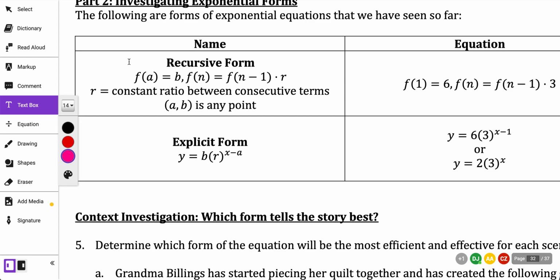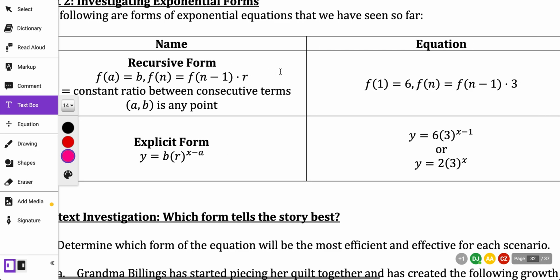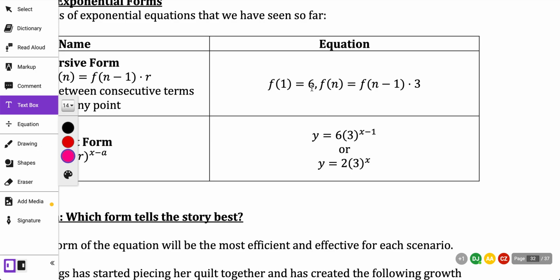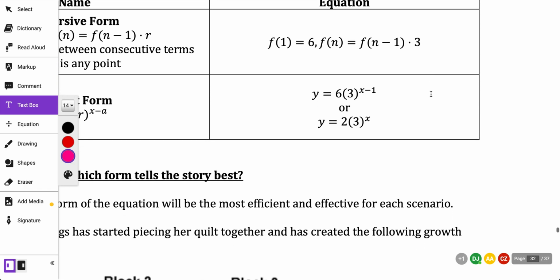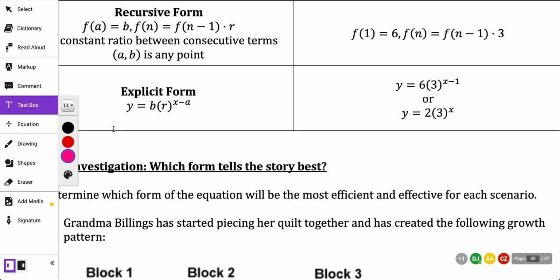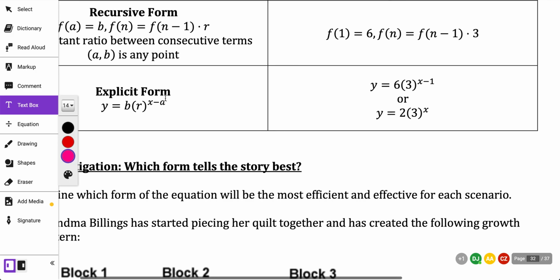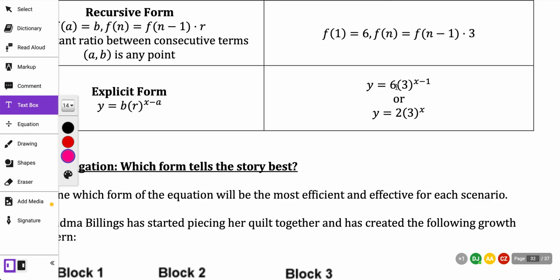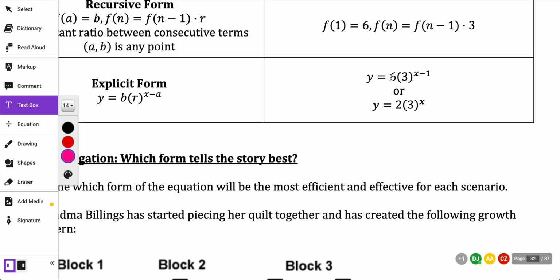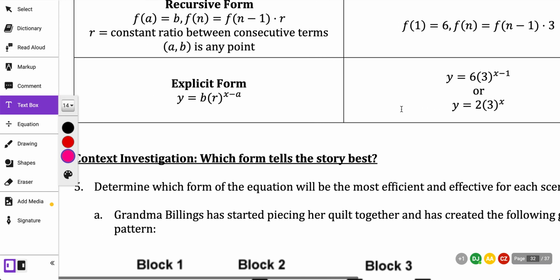And they had recursive, so f of a is equal to b, so that's my initial value. And there it has a common ratio, so we're going to multiply. So right here it says when I plug in 1, I'm going to start off at 6. And to get to my current term, I look to the previous term and multiply it by 3. And then in explicit, it's y equals b times r to the x minus a. This could be represented as y equals 6 times 3 to the x minus 1. Or since 6 can be broken down to 3 times 2, you could combine the 3's to get y equals 2 times 3 to the power of x. Okay.